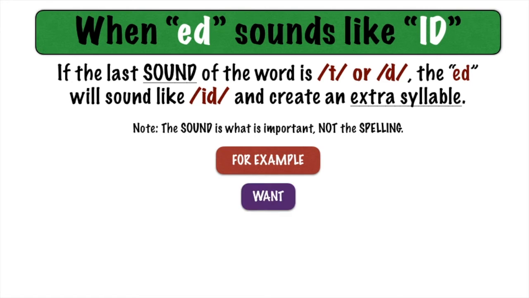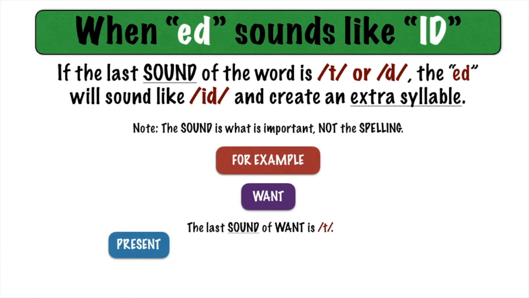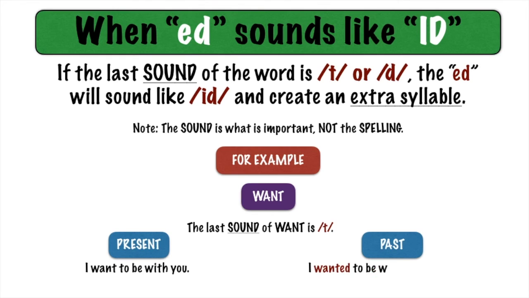For example, we have the verb want. The last sound of want is t. In the present tense, we say, I want to be with you. But in the past tense, we say, I wanted to be with you yesterday. Notice how wanted sounds like an id at the end. Wanted, id. I wanted to be with you yesterday.